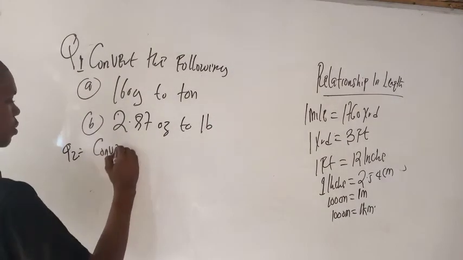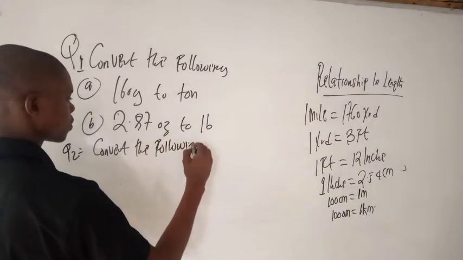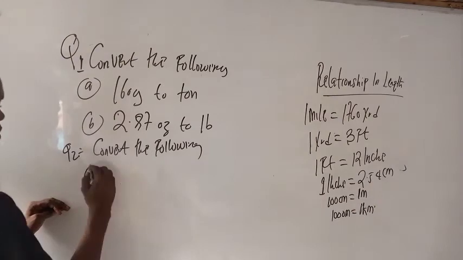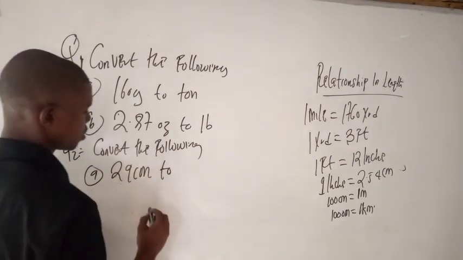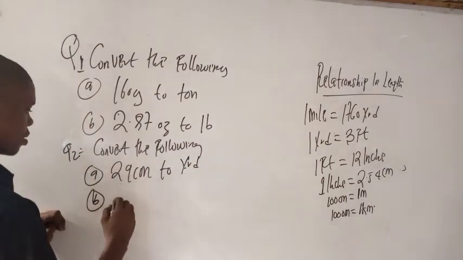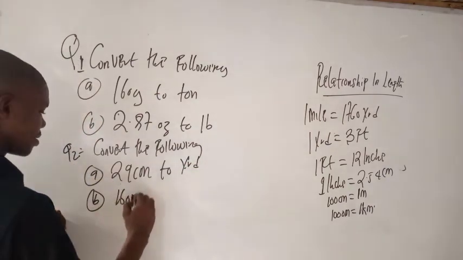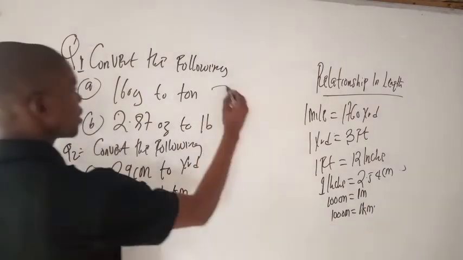Question 2. Convert the following. A, 29 centimeter to yard. B, 160 miles to kilometer. So this is what you are going to do for me.